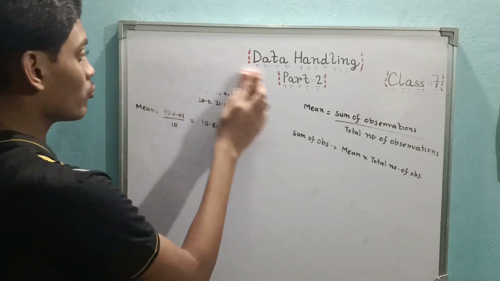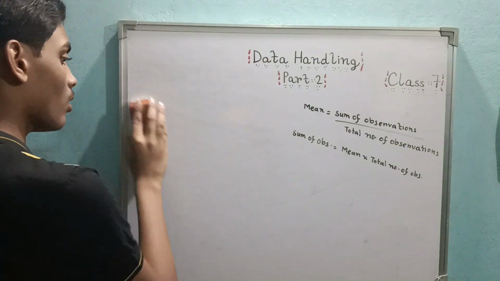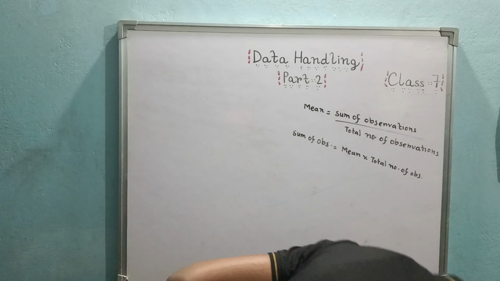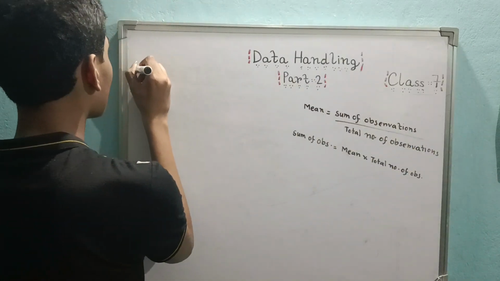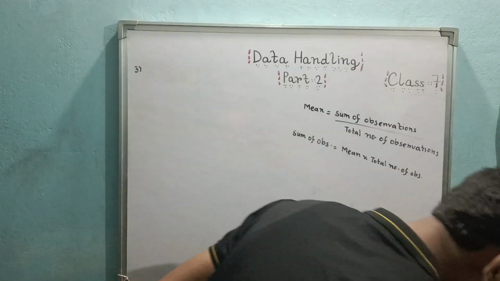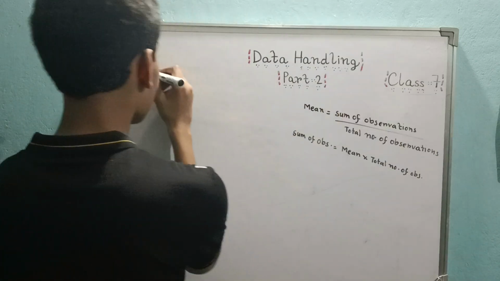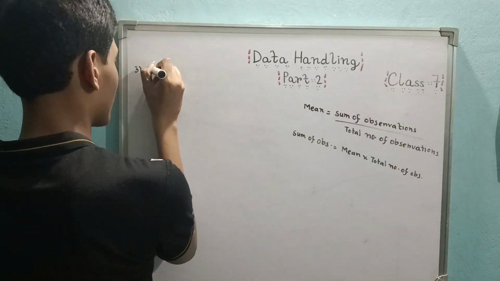Now we are heading to a very important property of mean. So this is a question. The mean of a certain number of observations is 62. What was that?